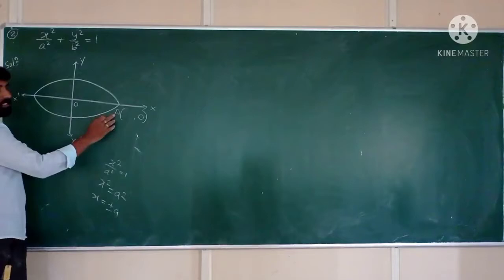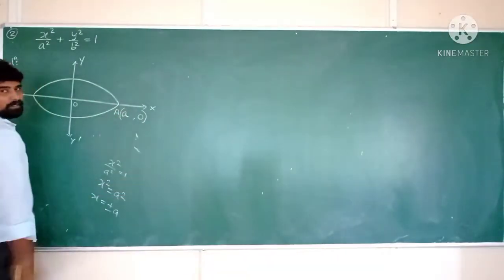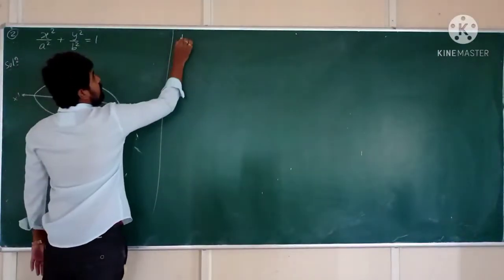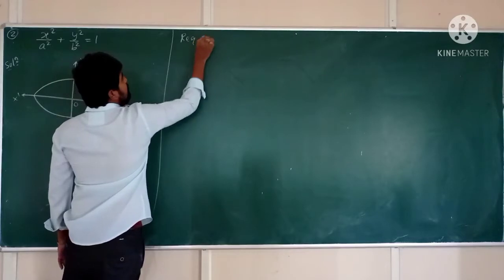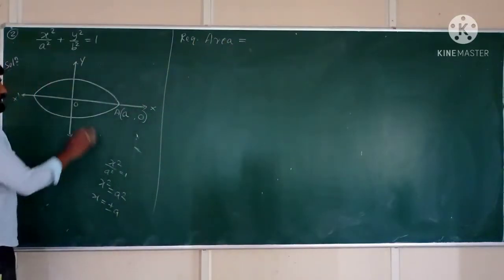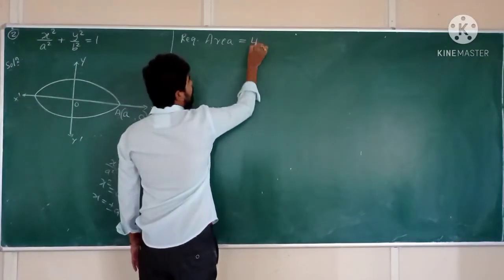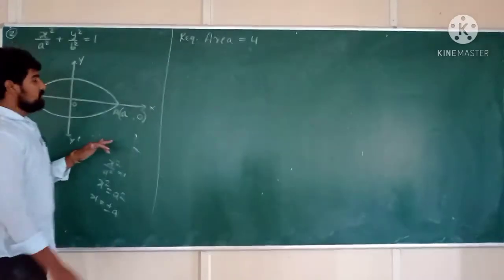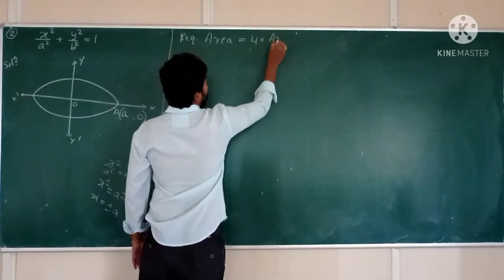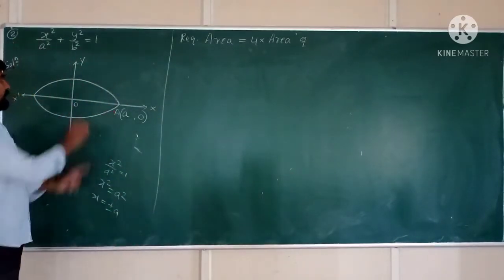So this point A lies on the positive x-axis. Therefore, the x-coordinate of point A should be equal to a. Now, the required area is, again, we just find the area in the first quadrant and multiply it by 4, because the ellipse is symmetrical about the x-axis and y-axis. So 4 times the area of OAB.